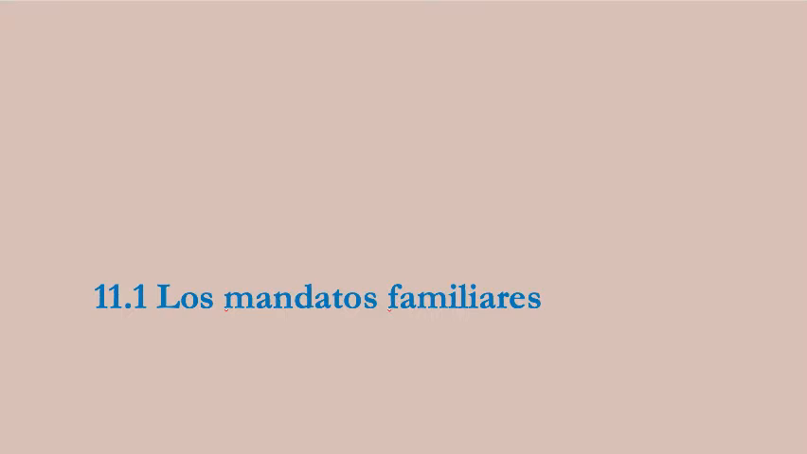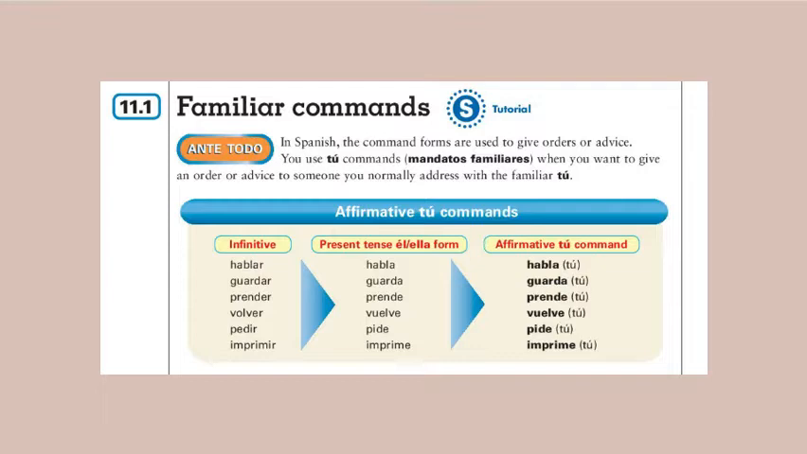Today we're going to look at 11.1, los mandatos familiares. So in Spanish, the command forms are used to give orders or advice. And one uses tú commands or mandatos familiares when you want to give an order or advice to someone you would normally address with the familiar tú. Right? So it's a very direct form of telling someone to do something, like give me the pen or stop talking, algo así. And these forms are usually derived from the present tense él, ella, usted form of the verb.